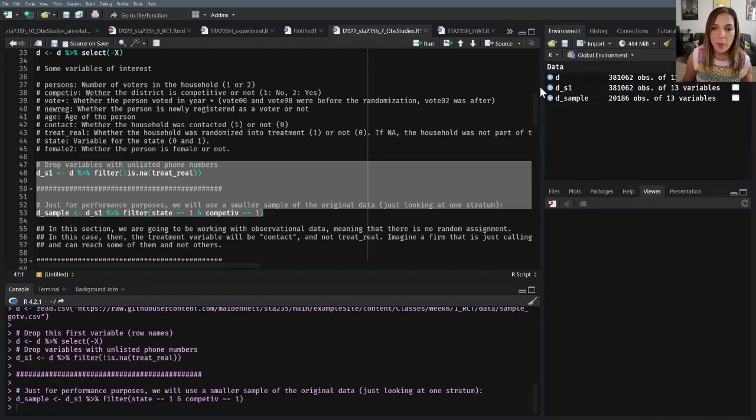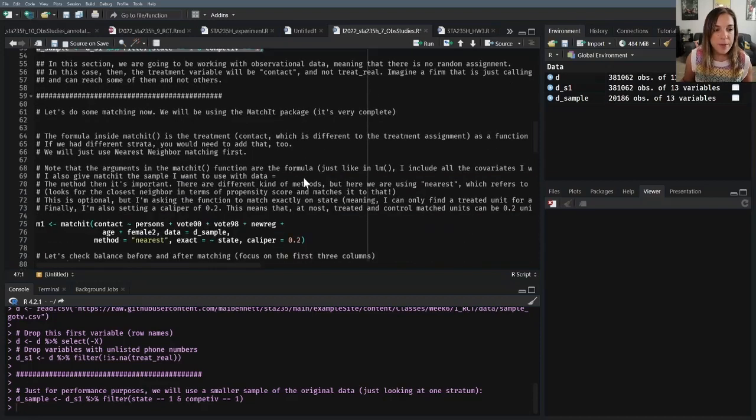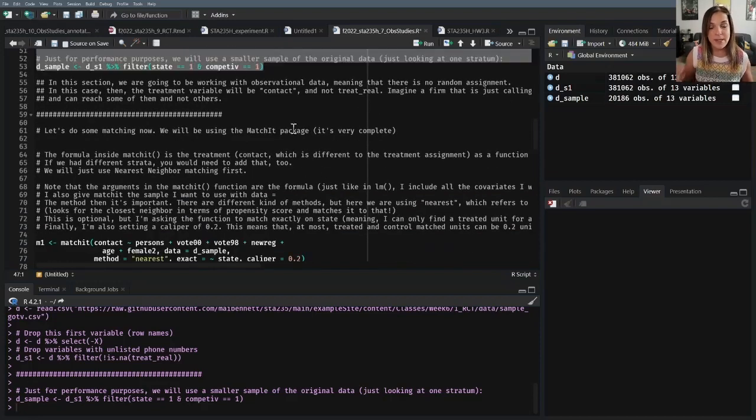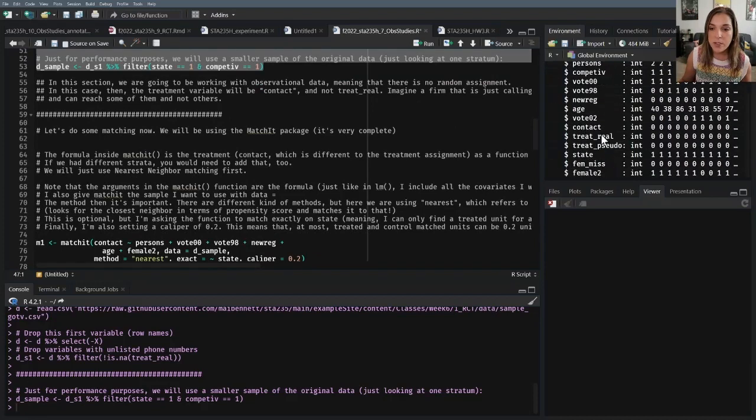In particular, we're just going to be focused on one specific strata. So as you can see here, we're just focusing on state 1 and a competitive district. So we're going to be working with this smaller sample, which is around 20,000 households. So if you remember, this was a randomized experiment. So we have basically a treatment variable that was randomized, but maybe that is not actually the treatment that we want to find a causal effect for.